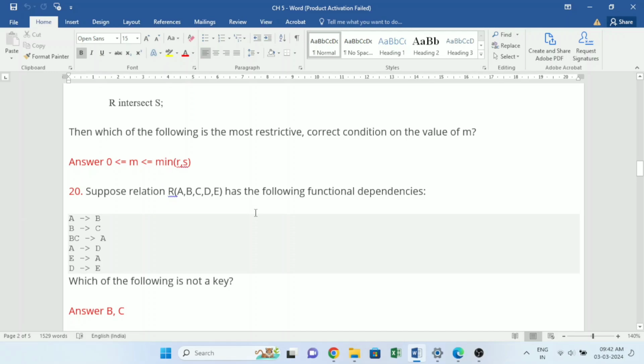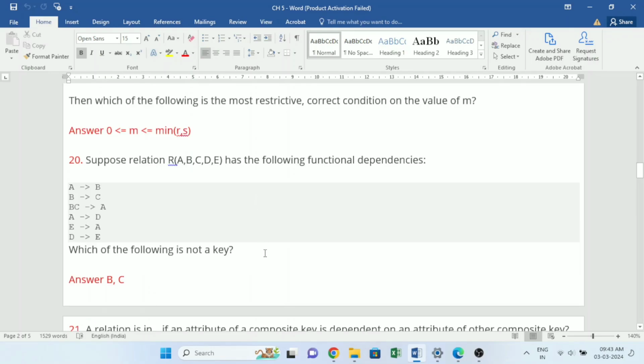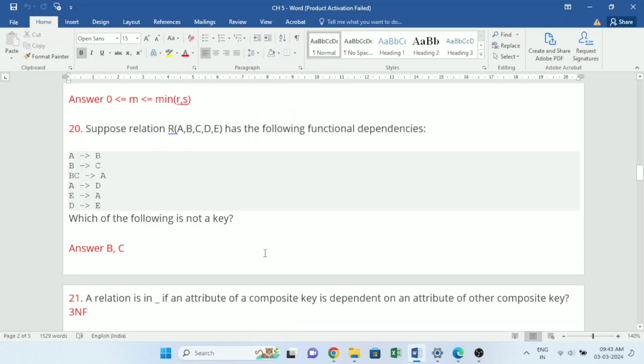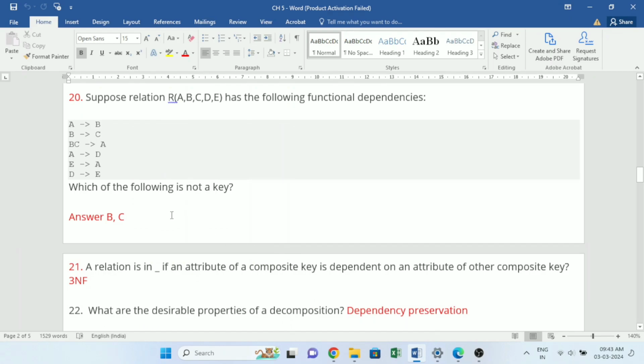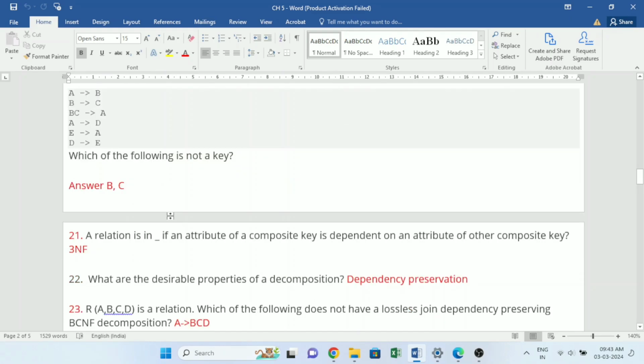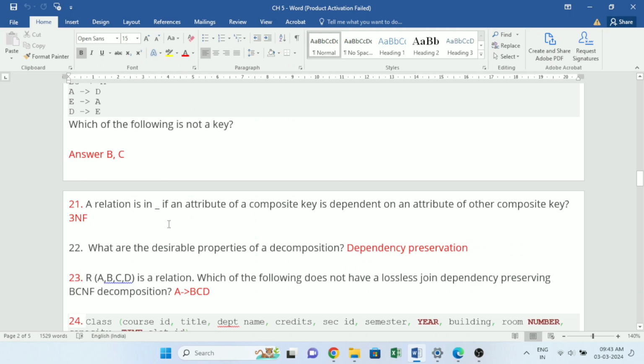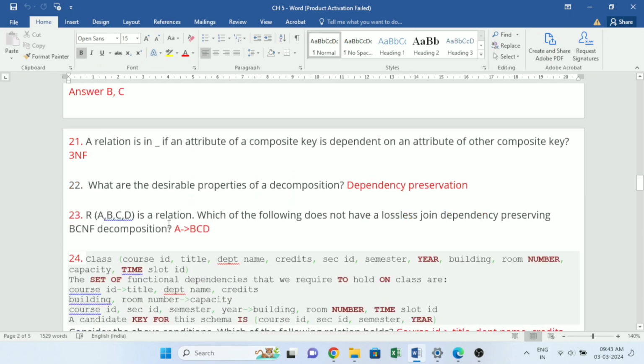20. Suppose relation R(ABCDE) has the following functional dependencies: A→B, B→C, BC→A, A→D, E→A, D→E. Which of the following is not a key? Answer: B, C. 21. A relation is in underscore if an attribute of a composite key is dependent on an attribute of other composite key. 3NF. 22. What are the desirable properties of a decomposition?